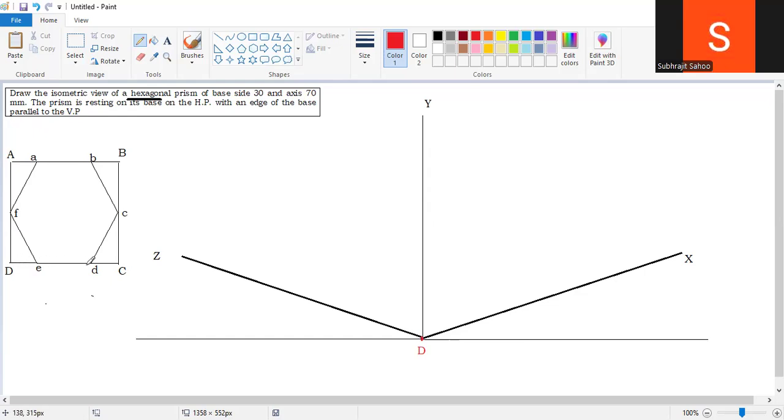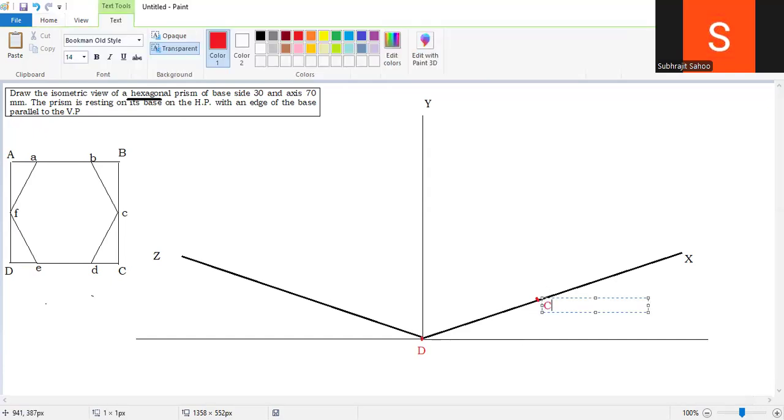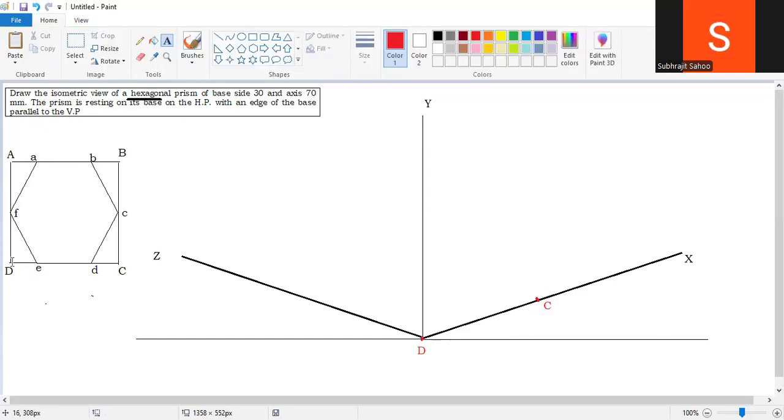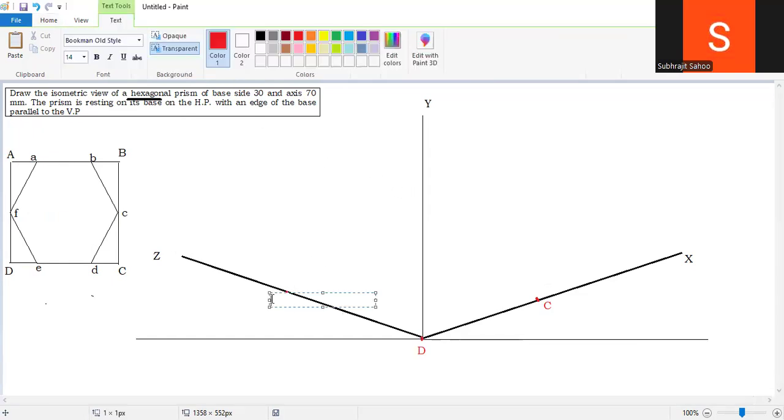Then measure D to C. Measure D to C. By compass, you take it very easily. Here you put D to C, right? So which point came, sir? C point came. Next, D to A, measure D to A. Okay, sir, D to A I measure. Sir, give the name here. What is the name? A.